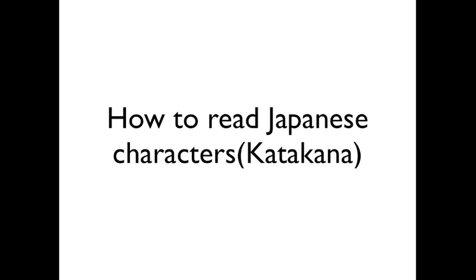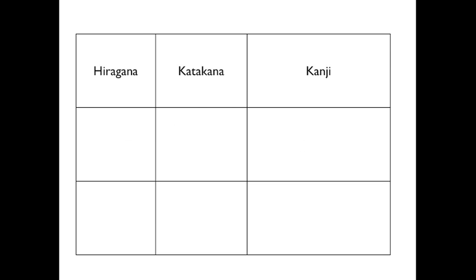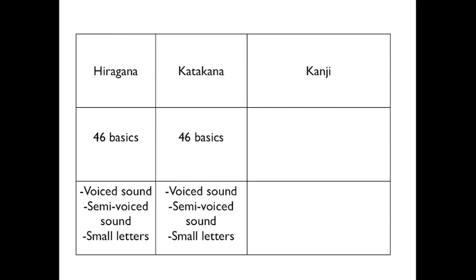Today's topic is about how to read Japanese in katakana. I have taught you hiragana, which is the basic one, and there are two other ways to write and read in Japanese, one of which is katakana. Katakana and hiragana are very similar because they both have 46 basic characters, and they both have voiced sounds, semi-voiced sounds, and small letters. So they're basically exactly the same, except it's written in a different way.